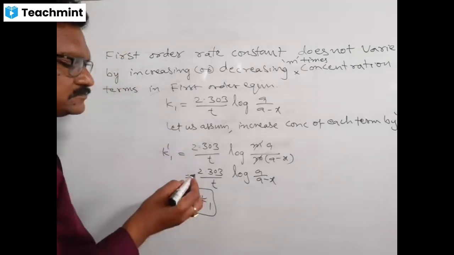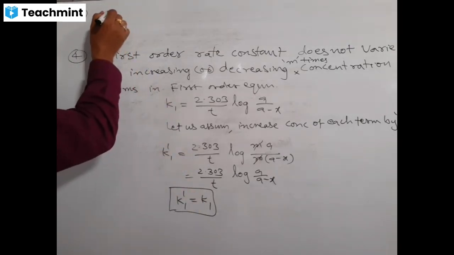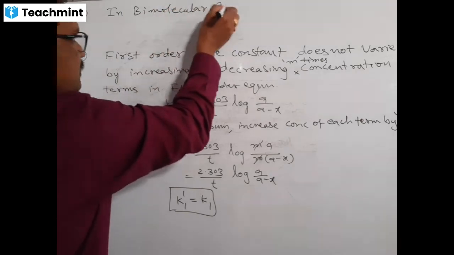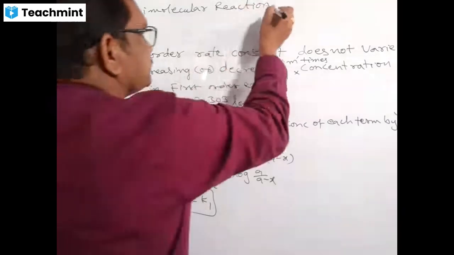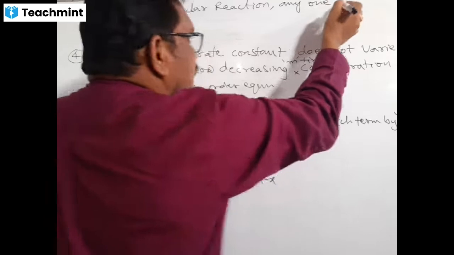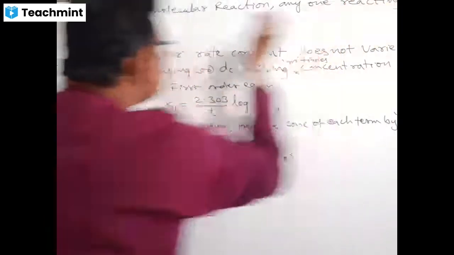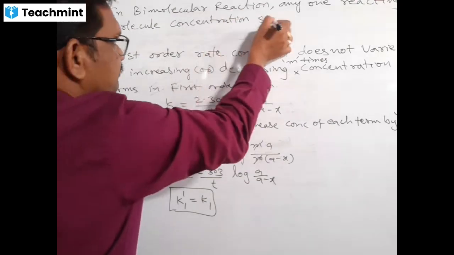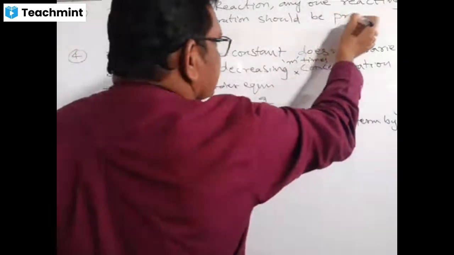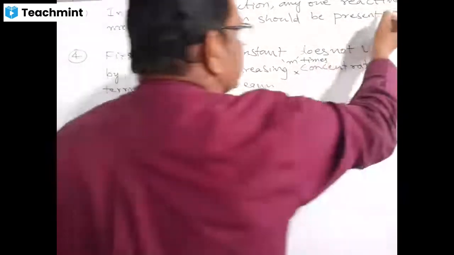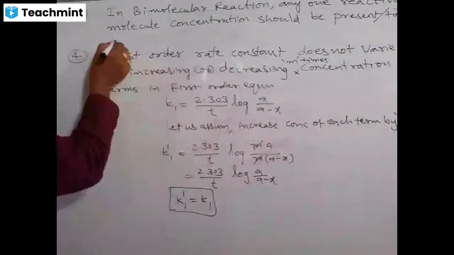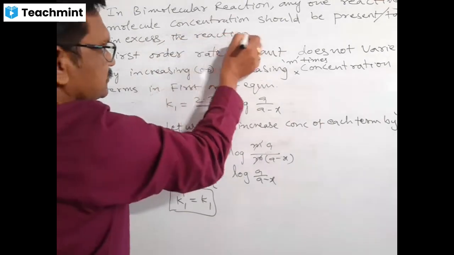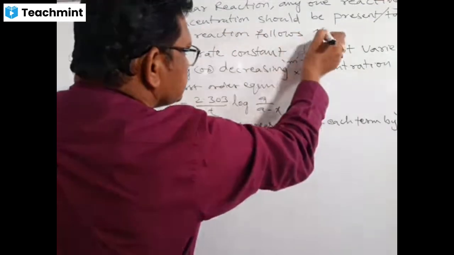See here, in a bimolecular reaction, anyone reacting molecule, its concentration should be present or should be taken in excess, then the reaction follows first order.